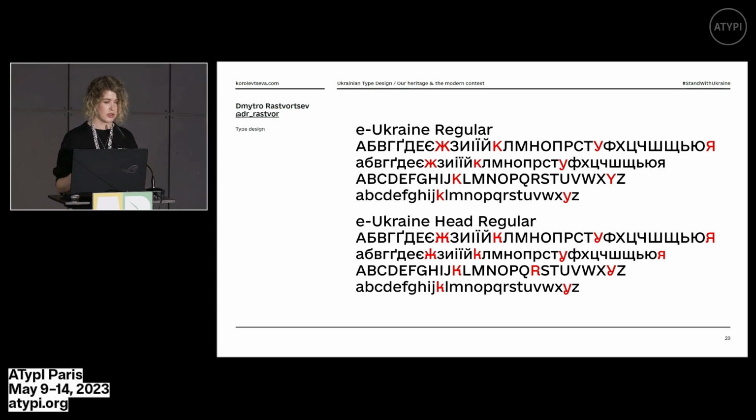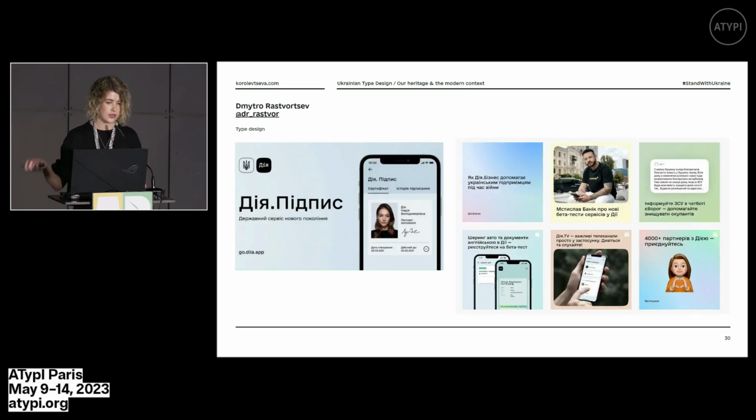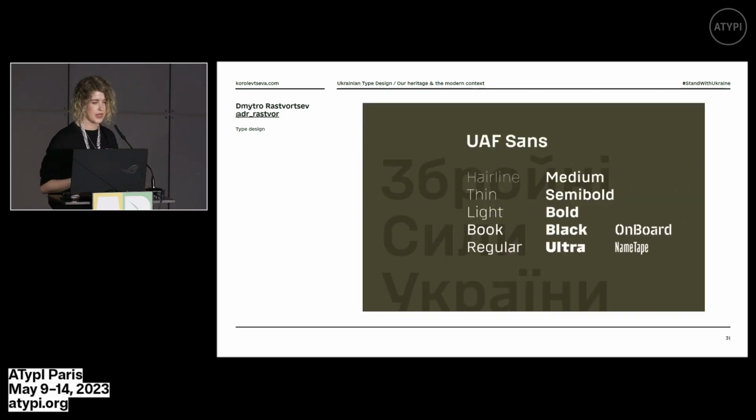This typeface is called e-Ukraine, and it was developed for the Ministry of Digital Transformation of Ukraine. Yes, we have such a ministry. And they use it, for example, here. These are examples of their application called DIA. DIA means action. It's a governmental application. And every Ukrainian has a passport and other important documents in the smartphone. Ukraine is a very digitalized country.